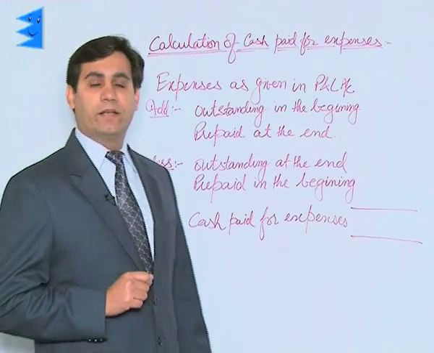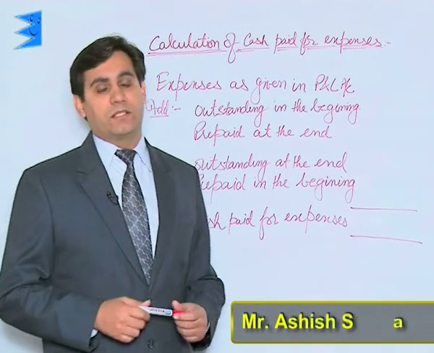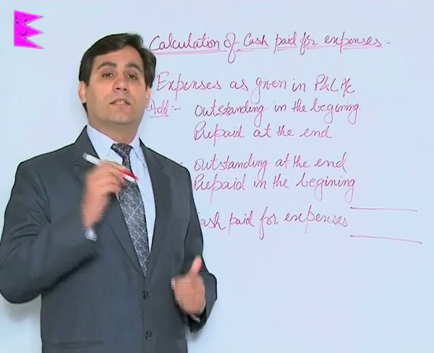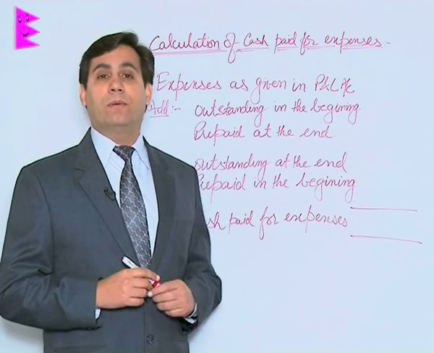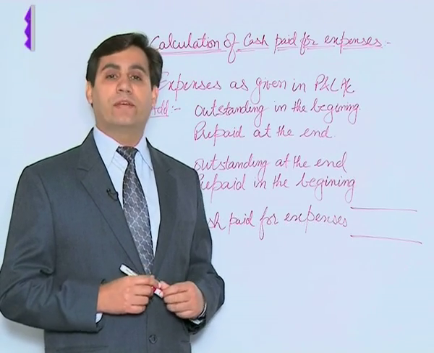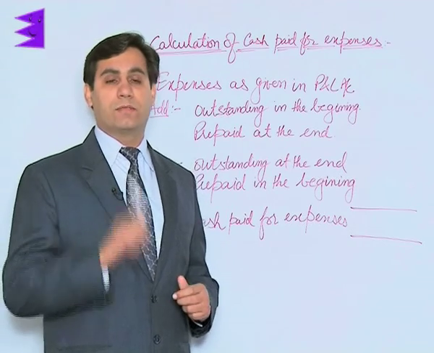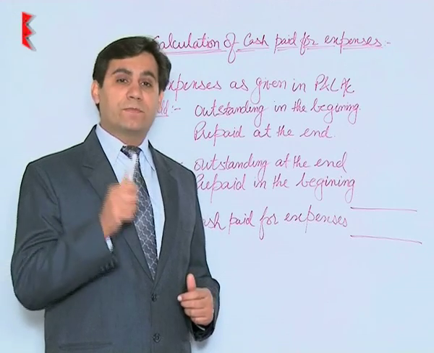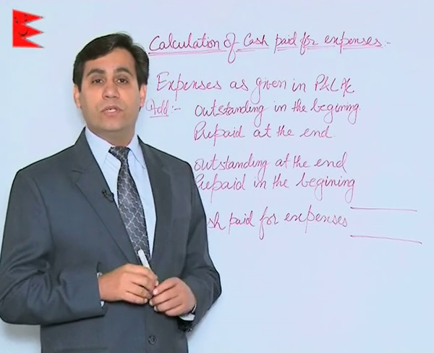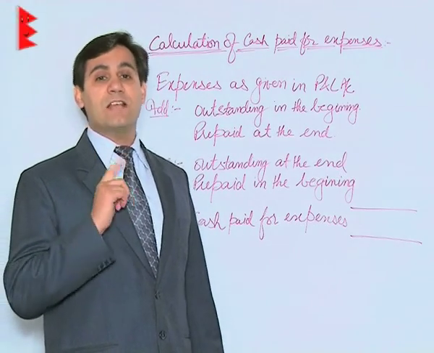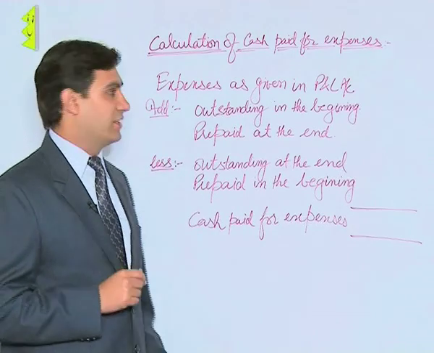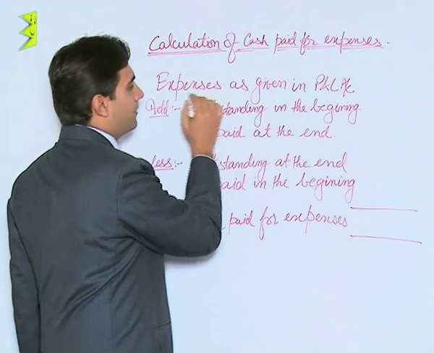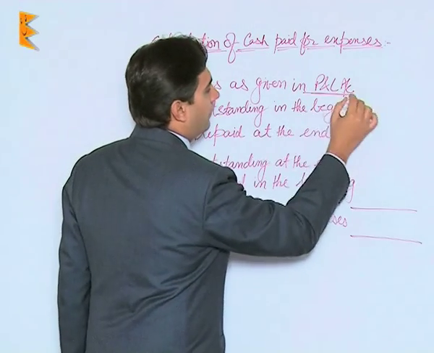Once we have calculated the amount received from debtors and the amount paid to creditors during the year, the third step is to calculate the amount of cash paid on account of expenses. Now students, remember here, you are not trying to calculate the amount of expenses. What we are trying to do is to calculate the amount of cash paid on account of expenses. So for this purpose, the first thing that is required is expenses as given in profit and loss account.